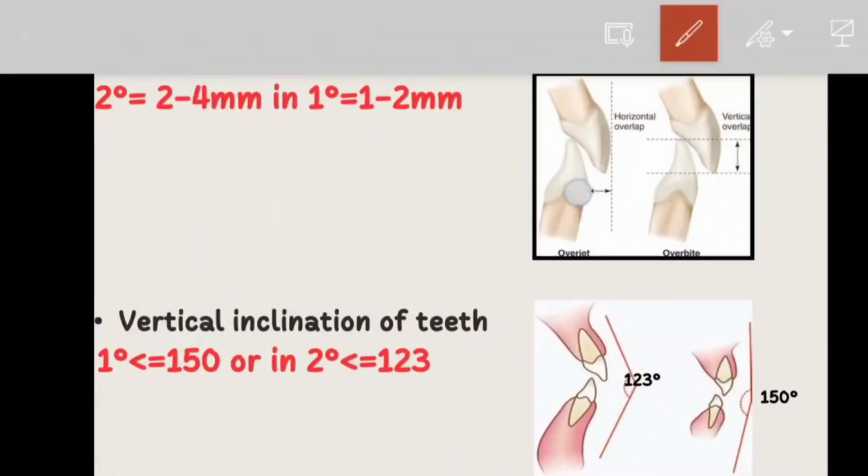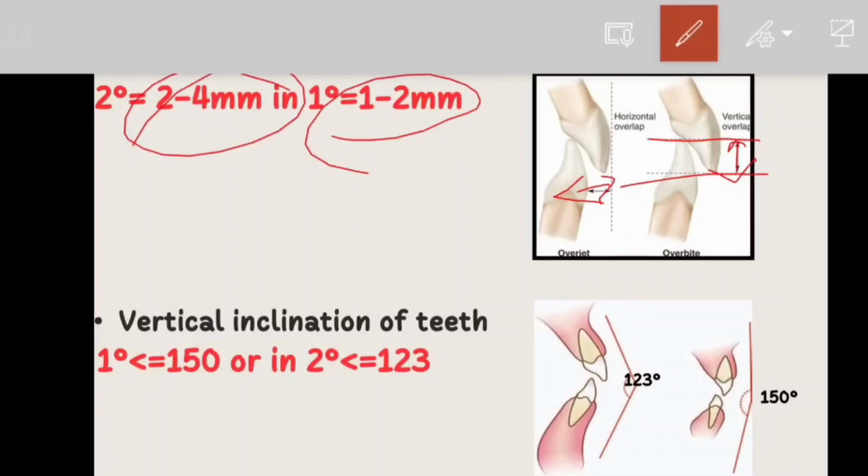Now we see the overjet, overbite and inclination. Overjet is the horizontal overlap. How much is this? And overbite is the vertical overlap, that is, how much vertical overlap. In primary dentition the overjet will be 1 to 2 mm and in permanent it is 2 to 4 mm. Now we see the interincisor angle.